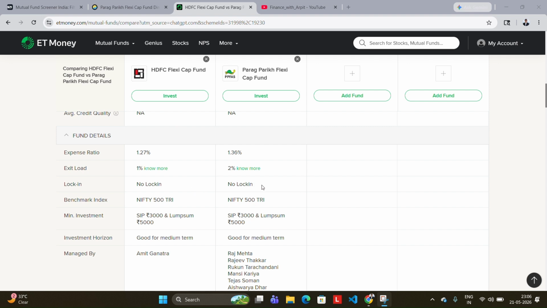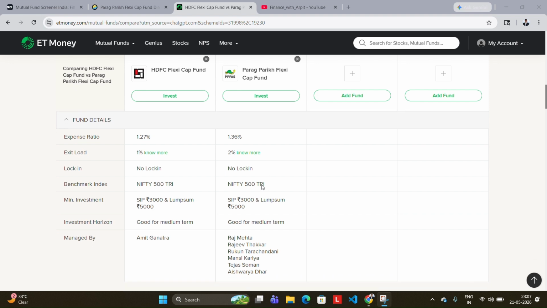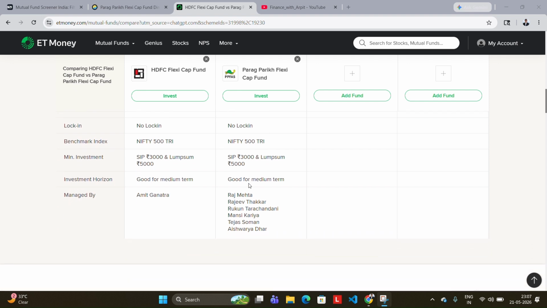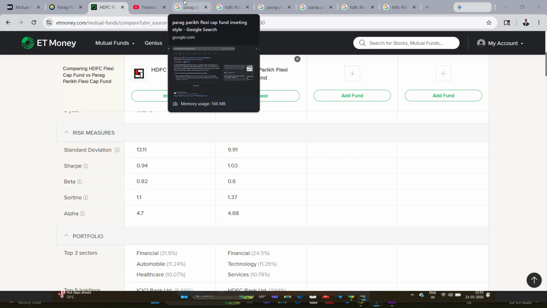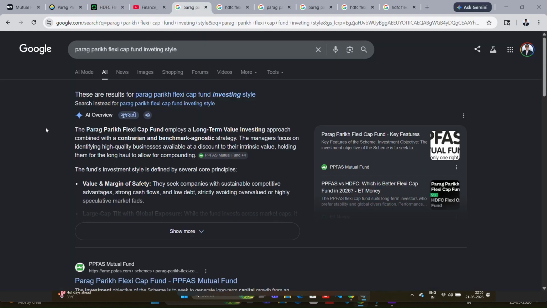But ideally, as I told you, the minimum period for which we should invest monthly through SIP is 7 years, and for a lump sum we can take it out whenever we want with a good amount of profit. But ideally, long term is the time for which we should invest. Good for medium and long term, and these are the fund managers. And there are a few more things we should keep in mind.